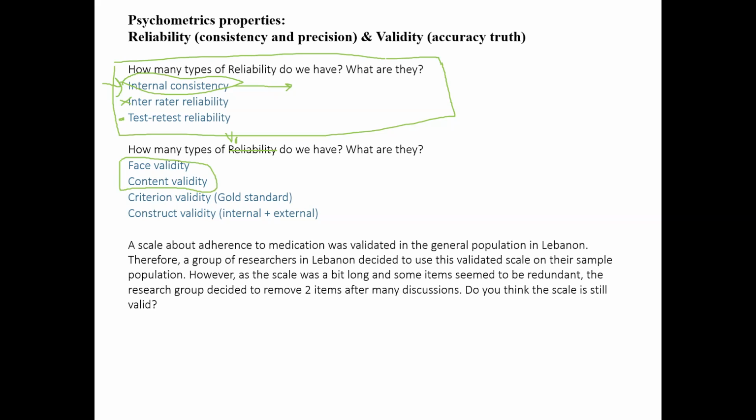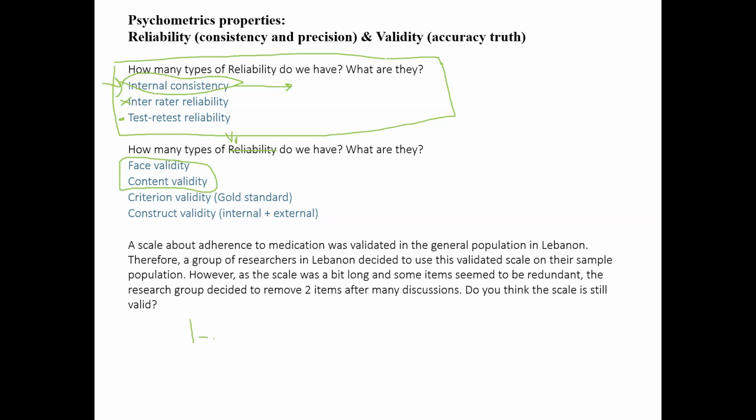So I took my scale, and I want to validate it in a population in Lebanon. Before this, you need to know that, let's say I took the self-esteem scale and I want to validate it in my population. I have 3 choices. What could I do? Let's put them here.